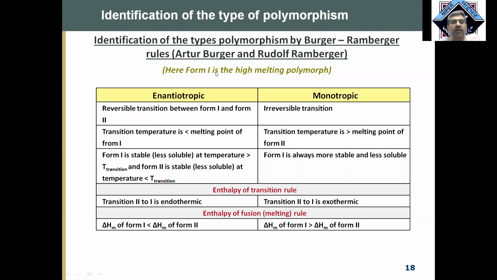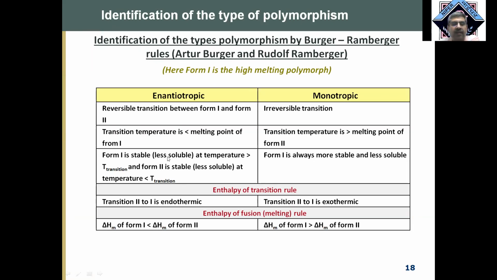Certain conditions for identifying the type of polymorphism have been given by the Burger-Ramberger rules, based on the names of two scientists, Arthur Burger and Rudolf Ramberger. Here, form 1 is the high melting polymorph. In the case of enantiotropy, there is a reversible transition between form 1 and form 2 before the melting point of the polymorphs. The transition temperature is less than the melting point of form 1.